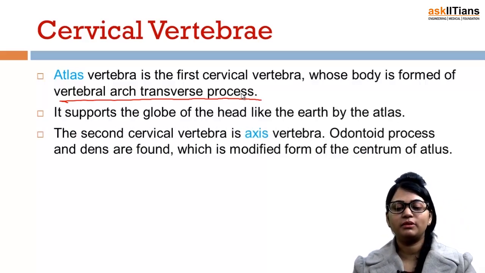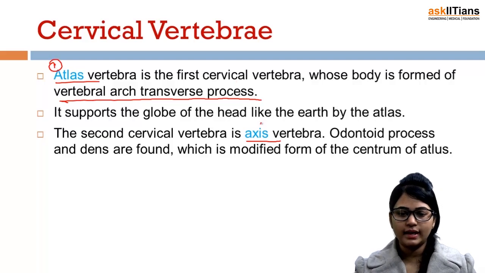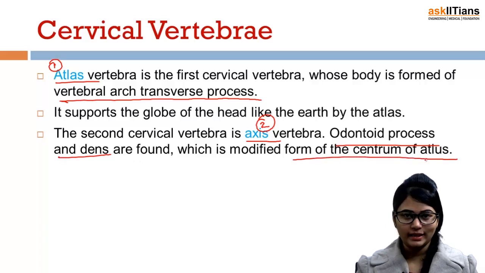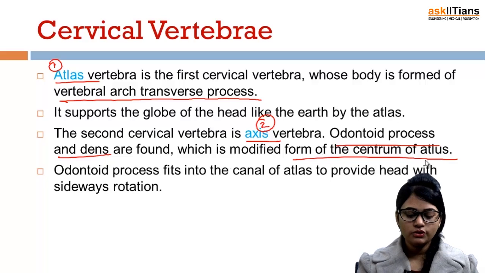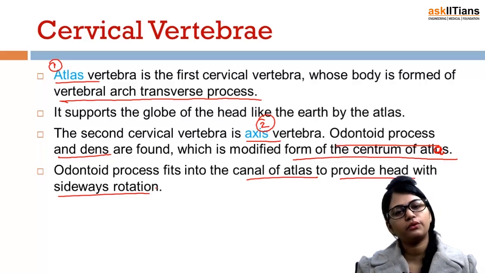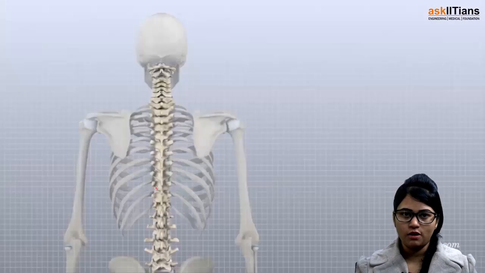The second cervical vertebra is the axis vertebra. First one is atlas and second one is axis. Odontoid process, or dens, is found, which is a modified form of the centrum of atlas. The odontoid process fits into the canal of the atlas, A-T-L-A-S, to provide the head with sideways rotation, like this. Transverse processes are small.